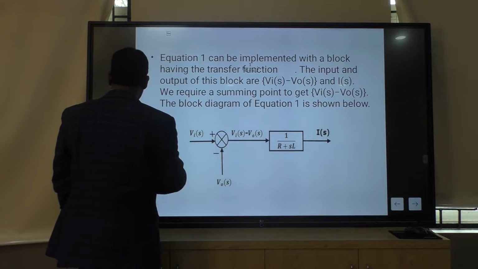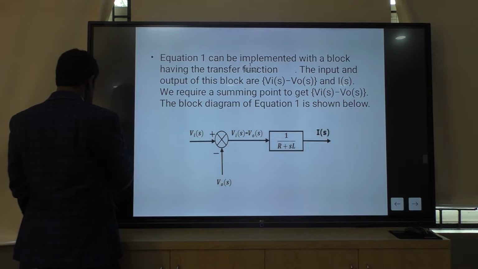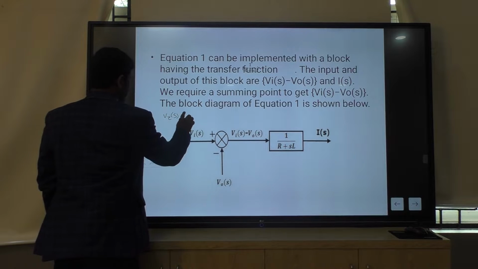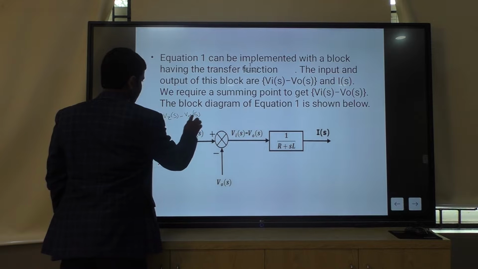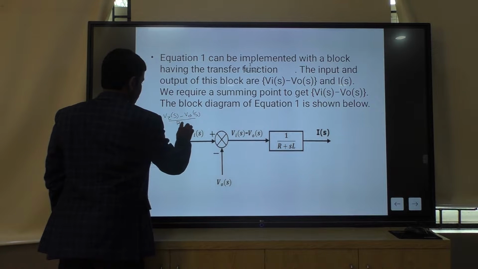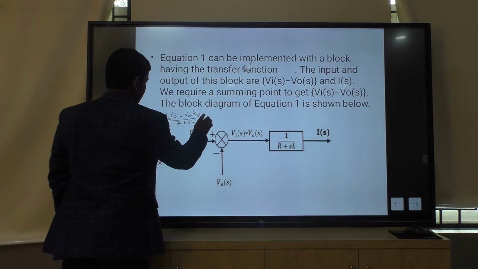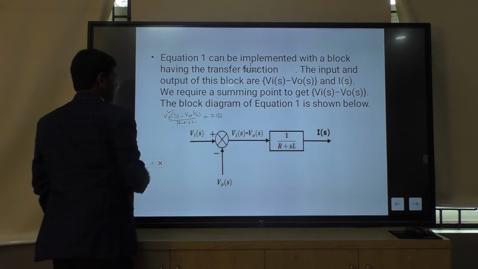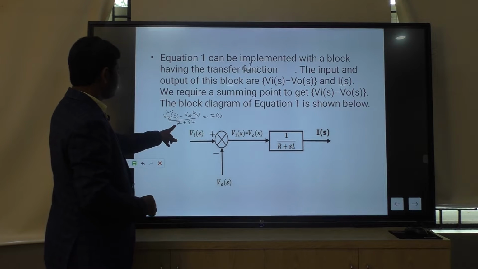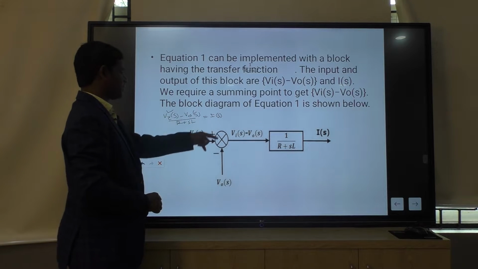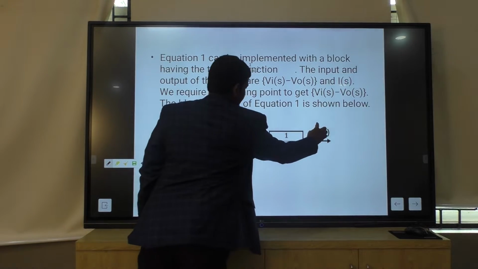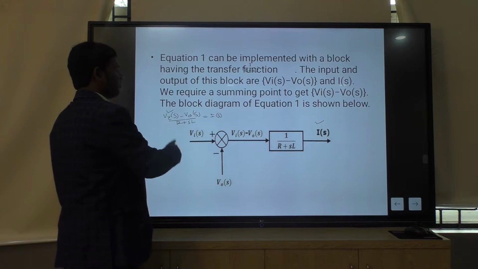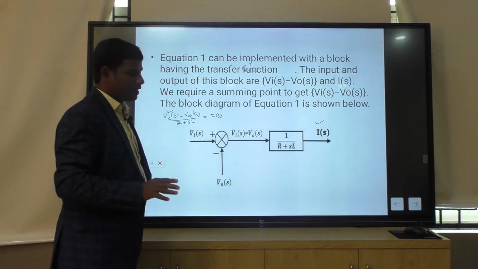What is equation 1? Equation 1 is VIS minus V naught S by R plus SL is equal to IS, the output. That's why when the signal VIS minus V naught S is multiplied with 1 by R plus SL, the output is IS. You are getting the output signal IS. So this is the block diagram for equation 1.